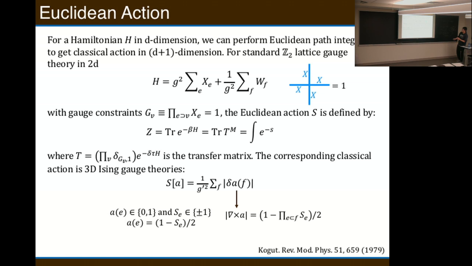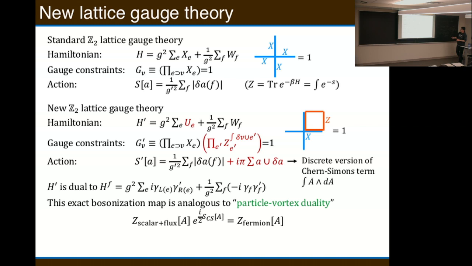So now let's try to modify this standard gauge theory. First, we change the gauge constraint. Initially, the gauge constraint looks like here, and we change to the gauge constraint with this extra product D here. And because we change the gauge constraint, we need to modify the Hamiltonian term. The Hamiltonian term originally is XE, we change to our Hamiltonian UE.